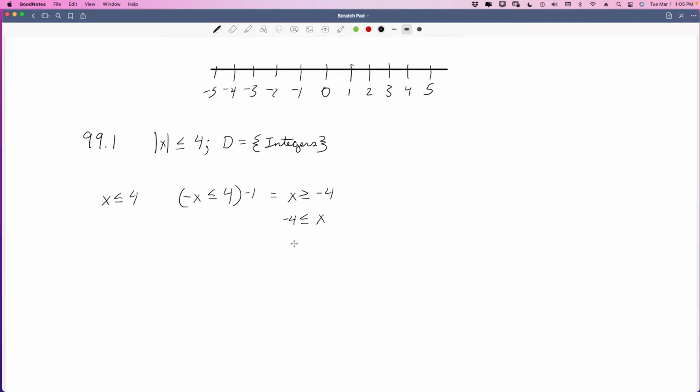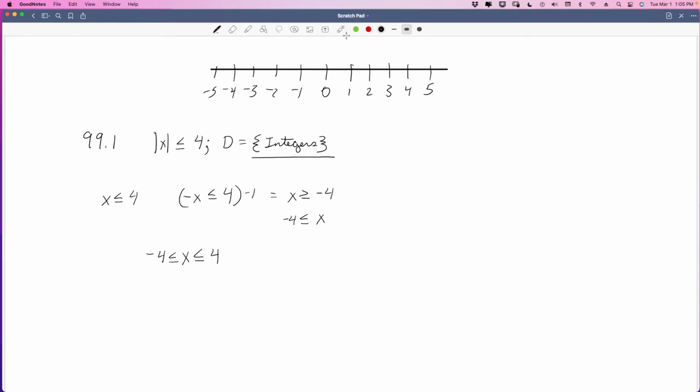Okay? So now we can put this with the other. So we're going to put negative 4 is less than or equal to x, and x is less than or equal to 4. And that's how we're going to do our conjunction. And it is in the domain of the integers.